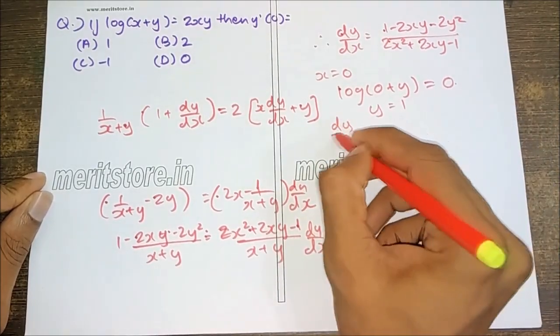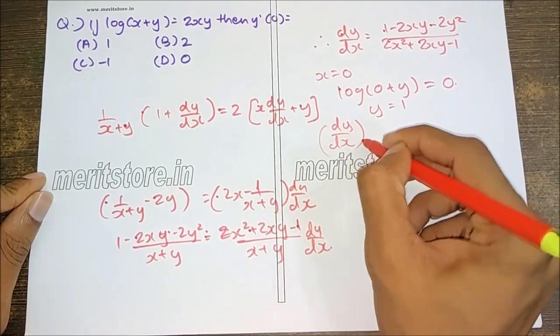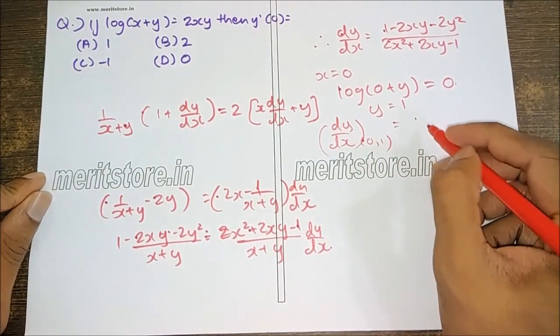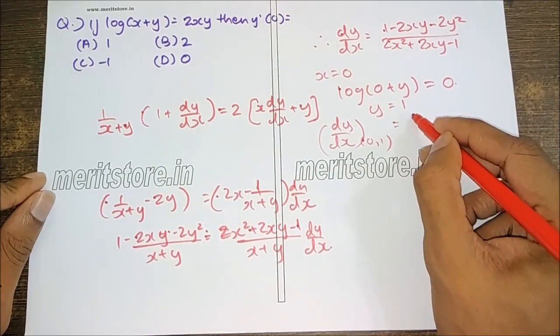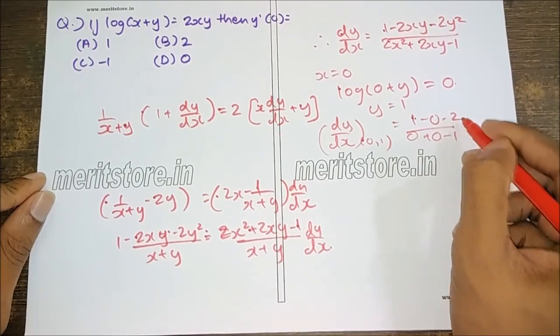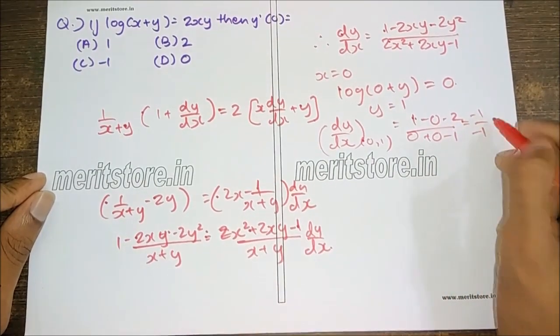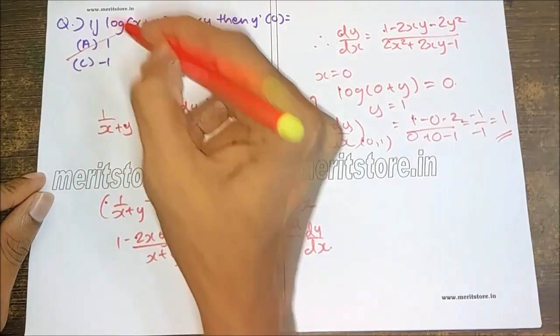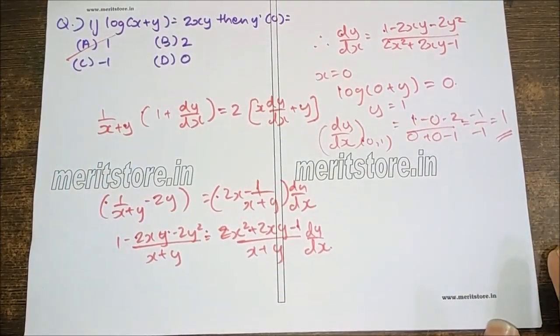Therefore dy by dx at (0, 1) is equal to, we substitute the value of x and y, that is 0, 1, we get 1 minus 0 minus 2 upon 0 plus 0 minus 1, which is equal to minus 1 upon minus 1, which is equal to 1. We see our answer matches with option A. Therefore option A is the correct answer.